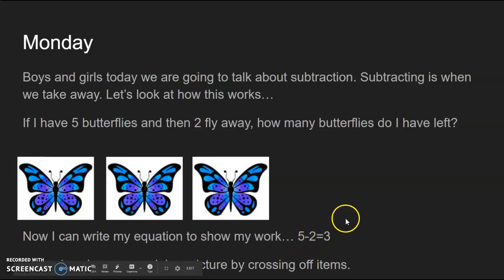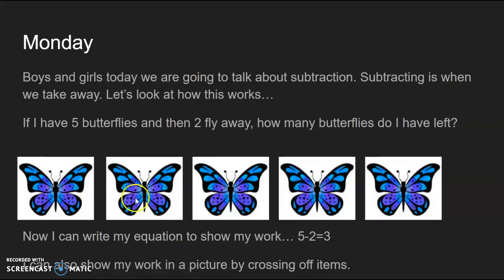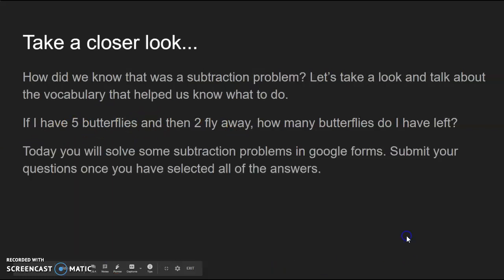We can also show our work using a picture. So if we have our 5 butterflies that we drew, then we can go back and take away 1, 2. And then we can see that we had 5 and we took away 2 and that left us with 3. So that is another way that we can show our work.